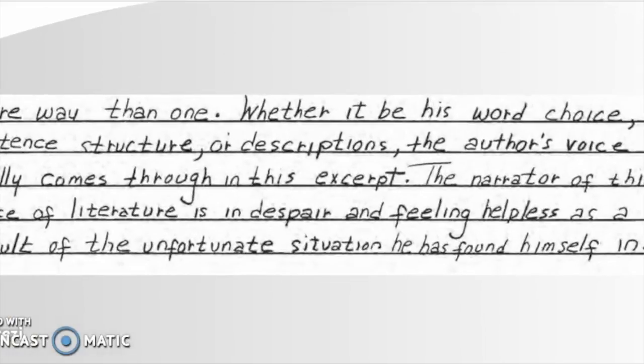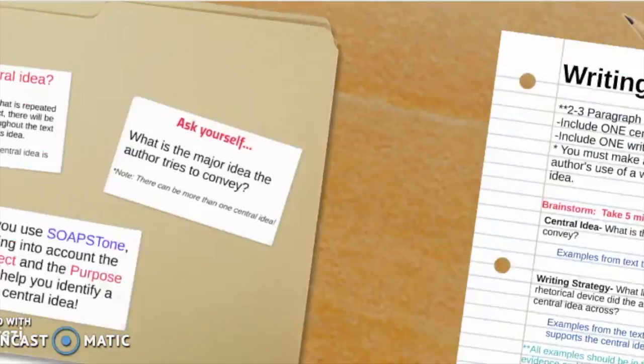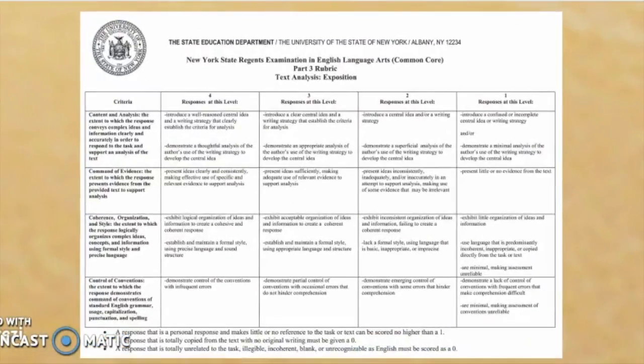If you notice, despite a few errors, New York State gave this response a 4, the highest score possible. Let's refer back to the rubric to better understand why.